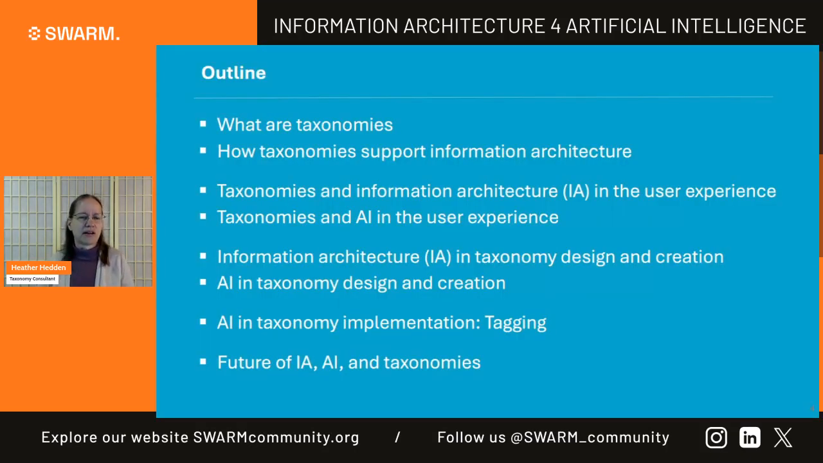So the outline here: I'll give a little introduction review of taxonomies if you're not so familiar with them, and how they support information architecture. Then taxonomies and information architecture in the user experience, and taxonomies and AI in the user experience. And then information architecture and taxonomy design and creation, and then AI in taxonomy design and creation. And AI also in taxonomy implementation, that's tagging. And finally, a few thoughts on the future of IA, AI, and taxonomies.